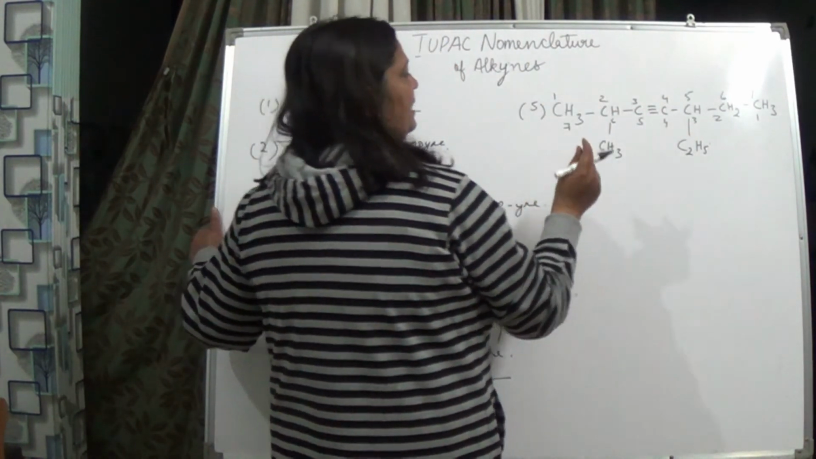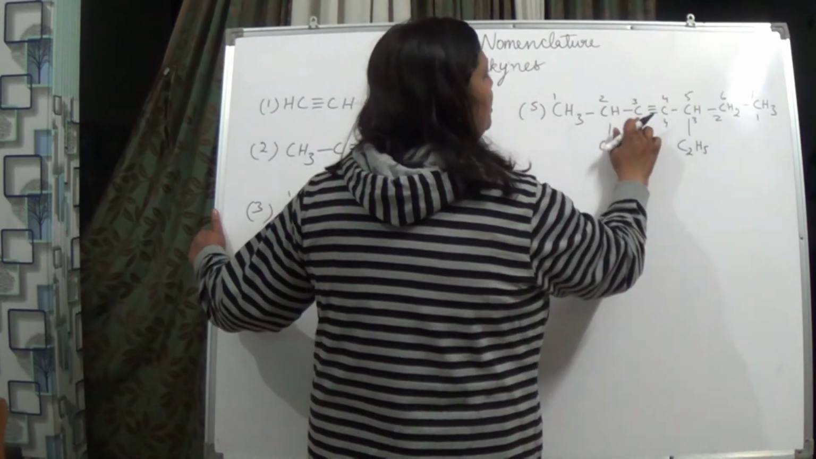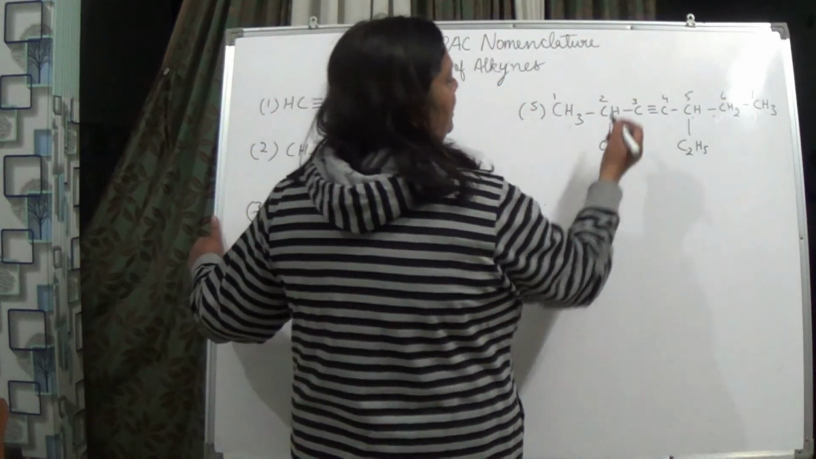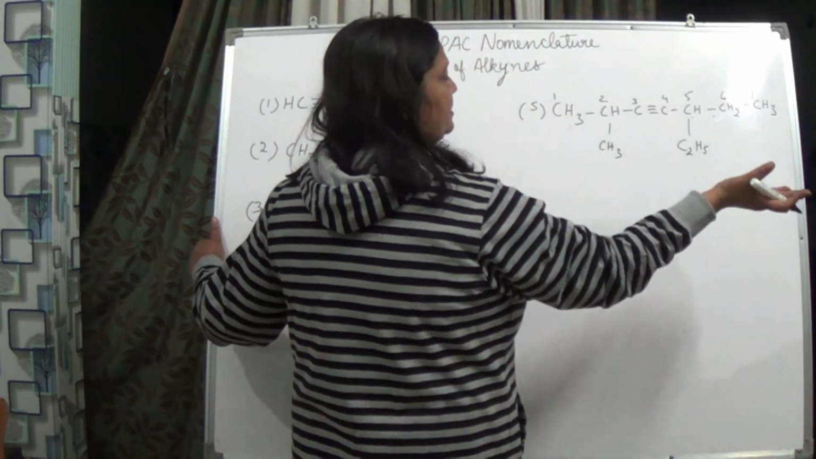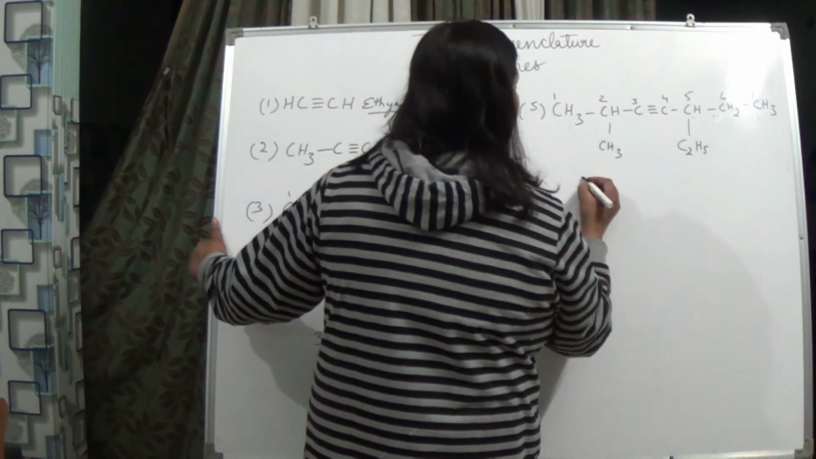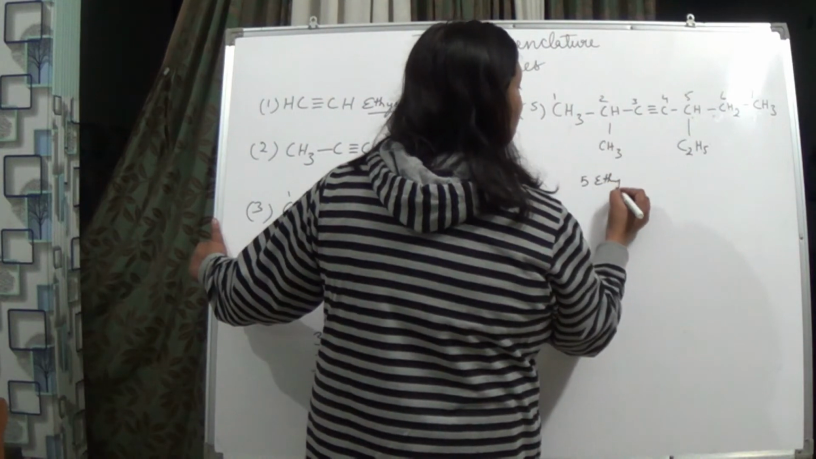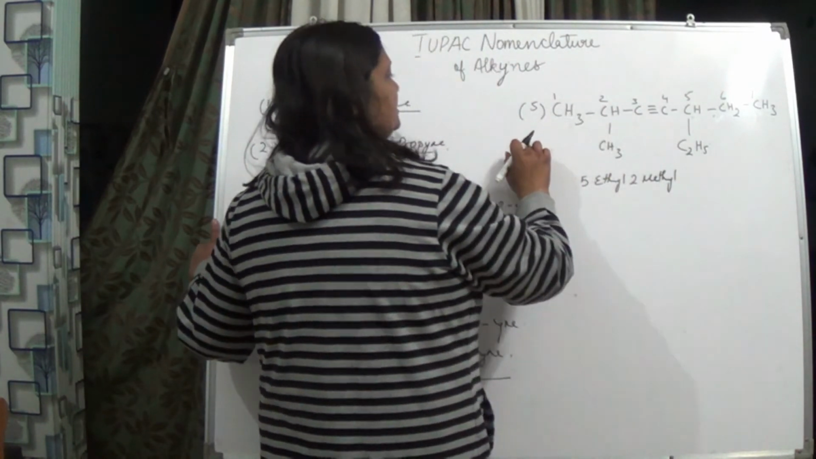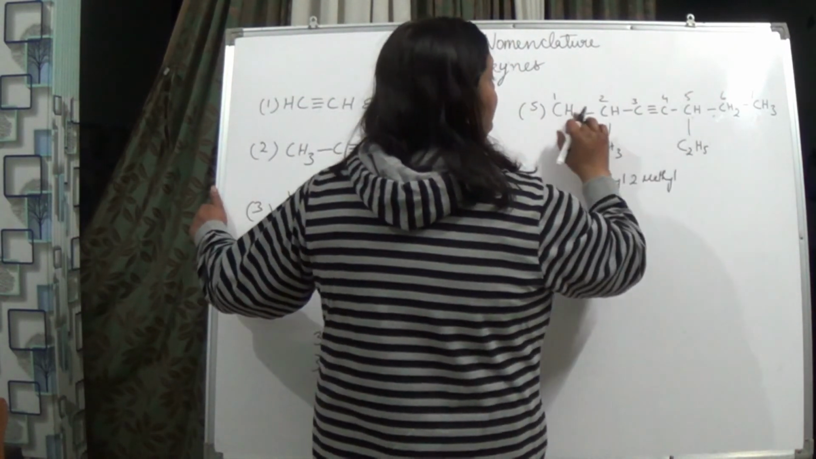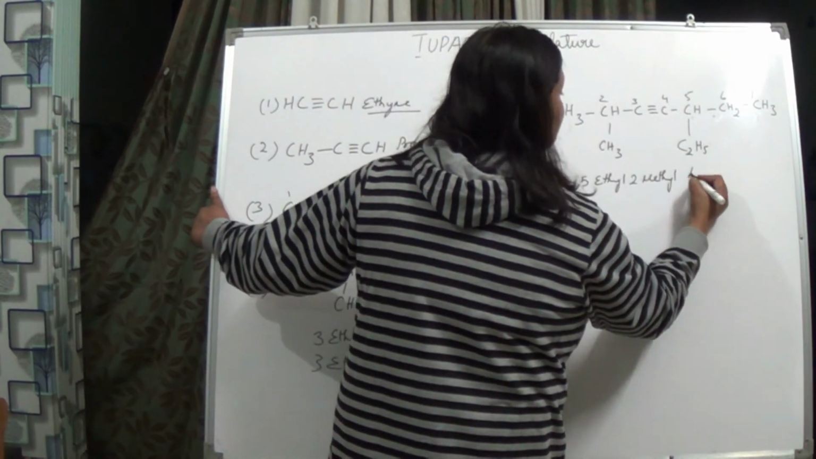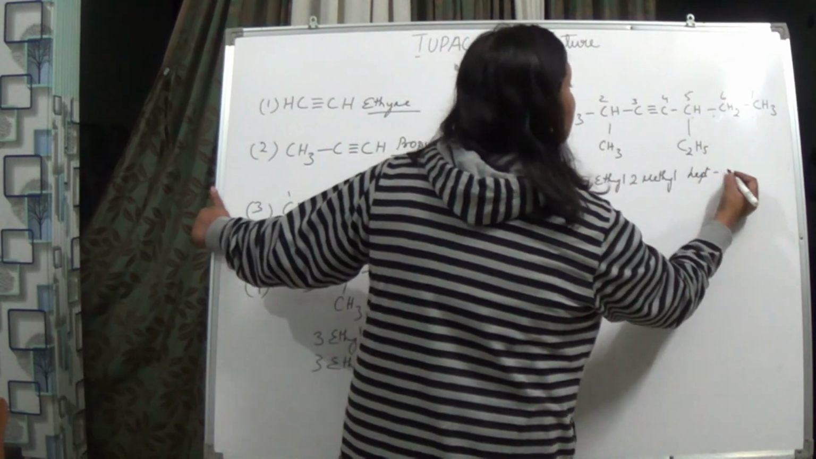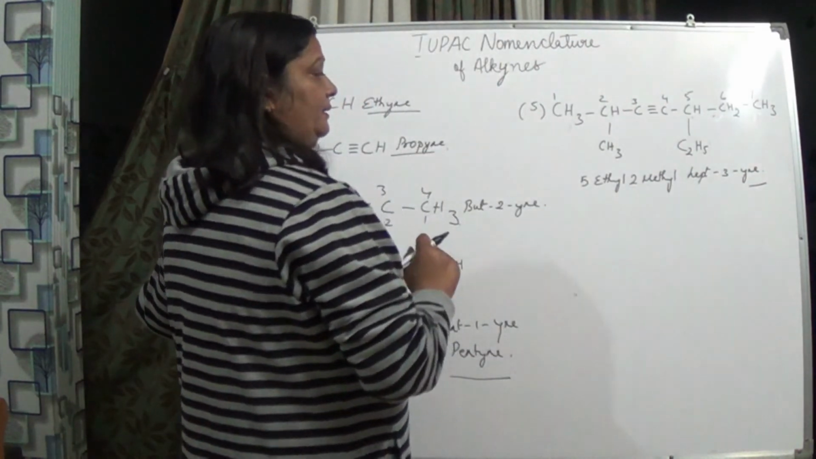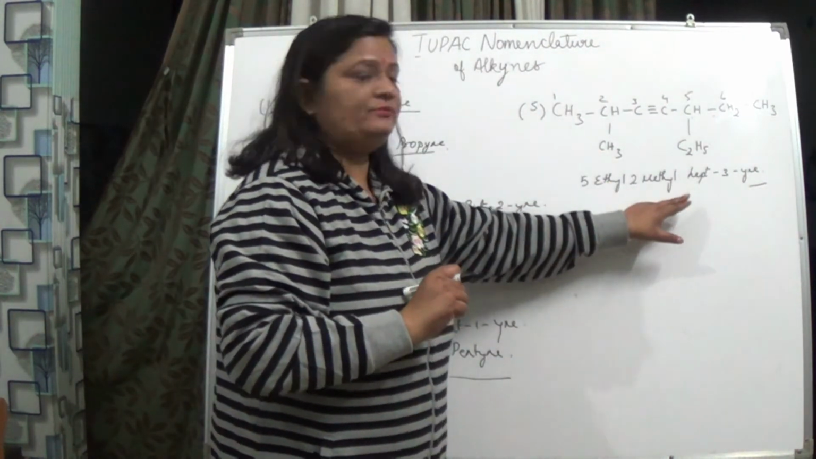So you will be writing what? I am rubbing this in order to avoid confusion. Here the triple bond is at the third position, which will be written at the last. You will be writing 5 ethyl, alphabetical order, 2 methyl, and it is 7 carbons, so hept, isn't it? Hept 3 yne. This is the triple bond. So it becomes 5 ethyl, 2 methyl, hept 3 yne.